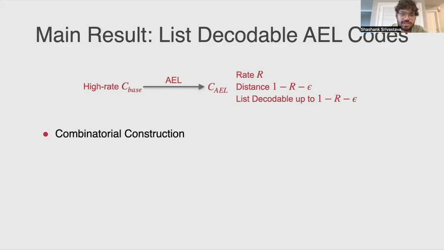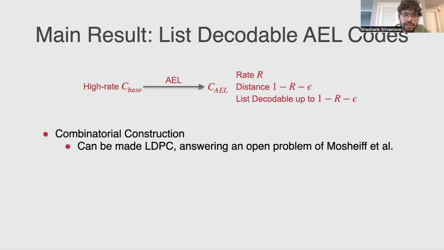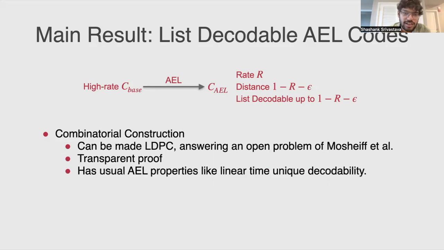It is a combinatorial construction. In fact, the construction is the same as the usual AEL construction. The code derived using this, just like before, can be made LDPC, etc. And just constructing codes that were LDPC and achieve list decoding capacity was an open problem. The proof that these codes achieve list decoding capacity tends to be quite transparent due to its combinatorial nature. And it has usual AEL properties like linear time, unique decodability, etc. So all the nice properties that we saw before are still applicable in this construction.